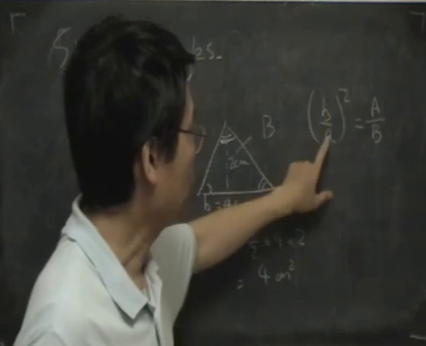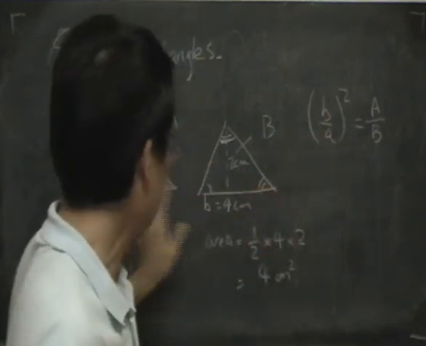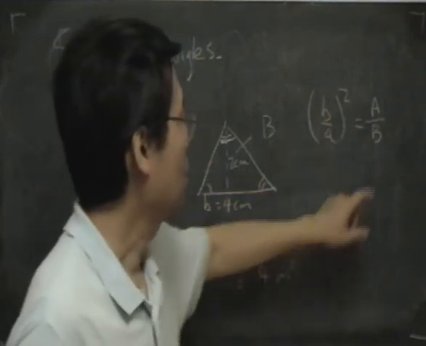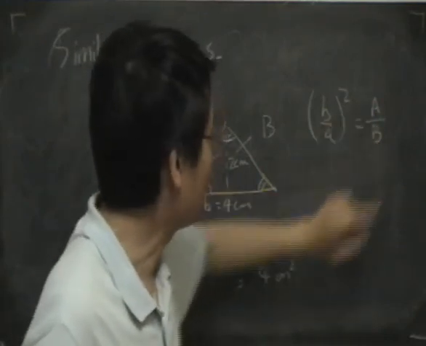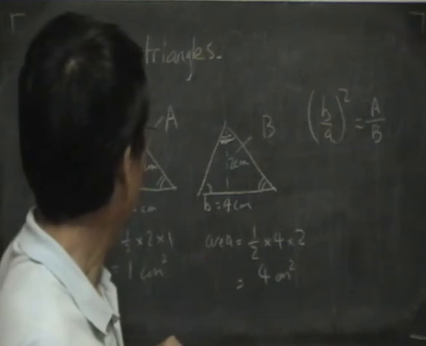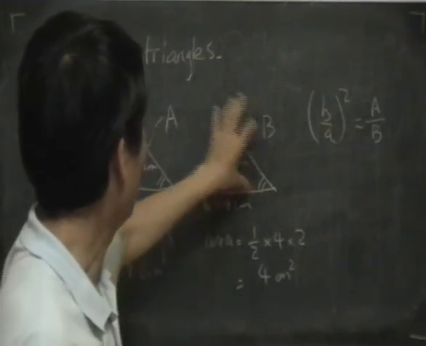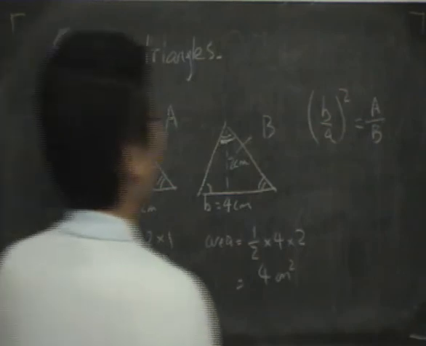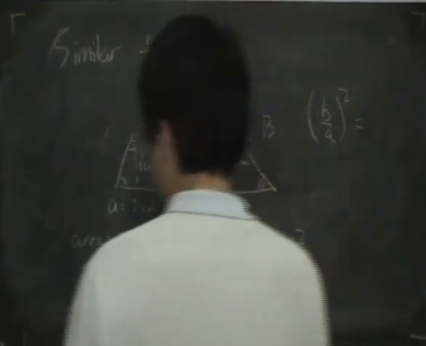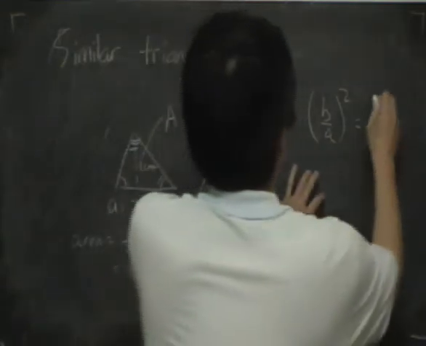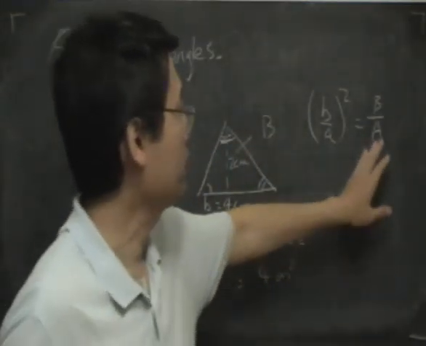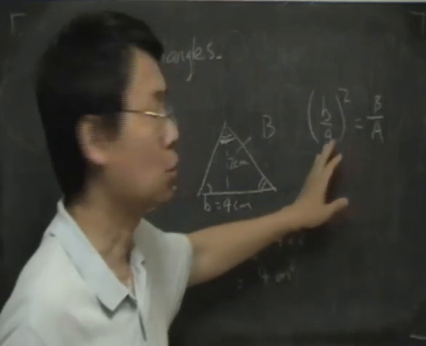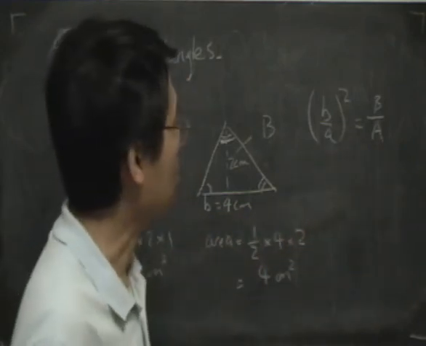This means that if I take the ratio of the sides, that's b over a, and if I take the ratios of the areas, that's big A over big B, right, it should be b over a. Then the ratio of the area is the square of the ratio of the sides.